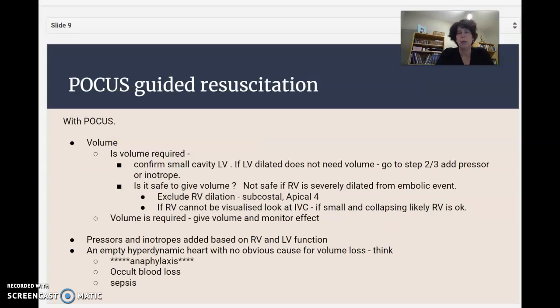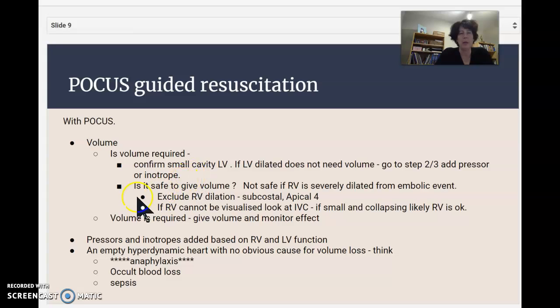So how does a POCUS-guided resuscitation look? Well, firstly, we will look at the volume aspect. So here we can really start making some better decisions for our patient. First we look at, is the volume required? And then, is it safe to give the volume? So we want to confirm the small cavity LV. If there's a large LV, you don't need to give volume. If you have a very dilated, struggling LV, clearly you don't need volume.